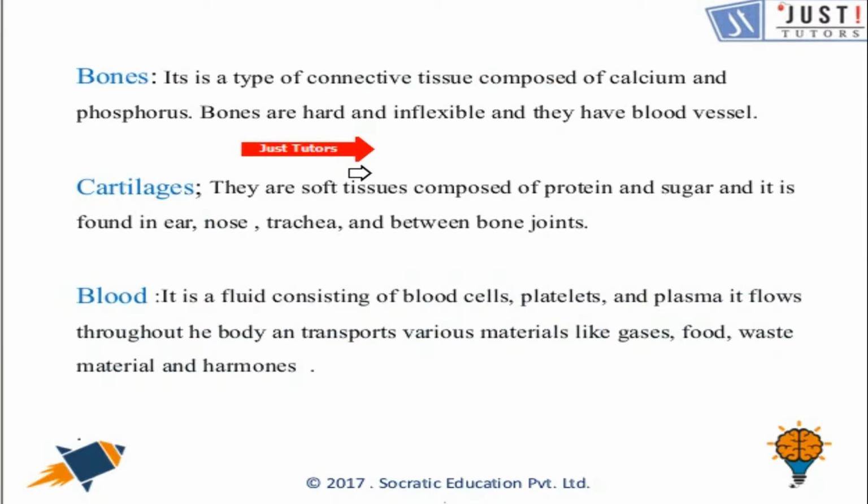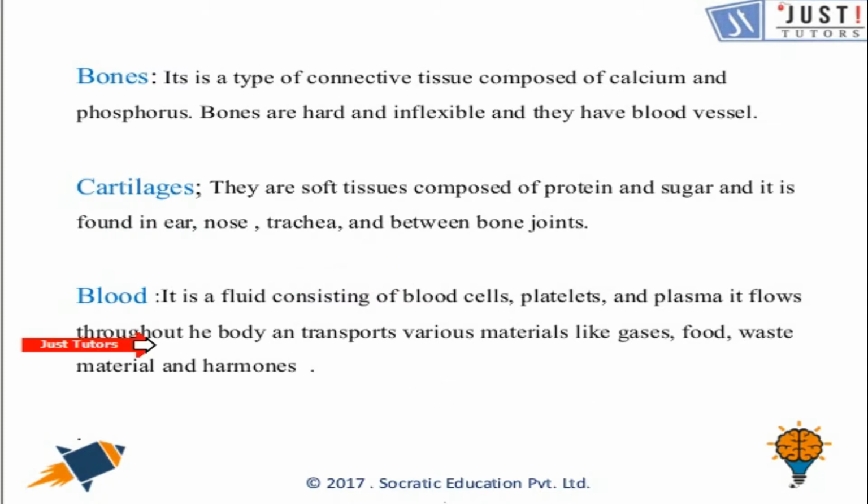So, bone is a type of connective tissue that is composed of calcium and phosphorus. The skeletal system is responsible for providing a structural framework to the body, and it provides protection to important organs and facilitates movements. Let's talk about cartilages. So you can say that it is mainly composed of chondroblasts, and cartilage is present at the ends of articulating bones. You can think that it is found in the ear, nose, and between bone joints.